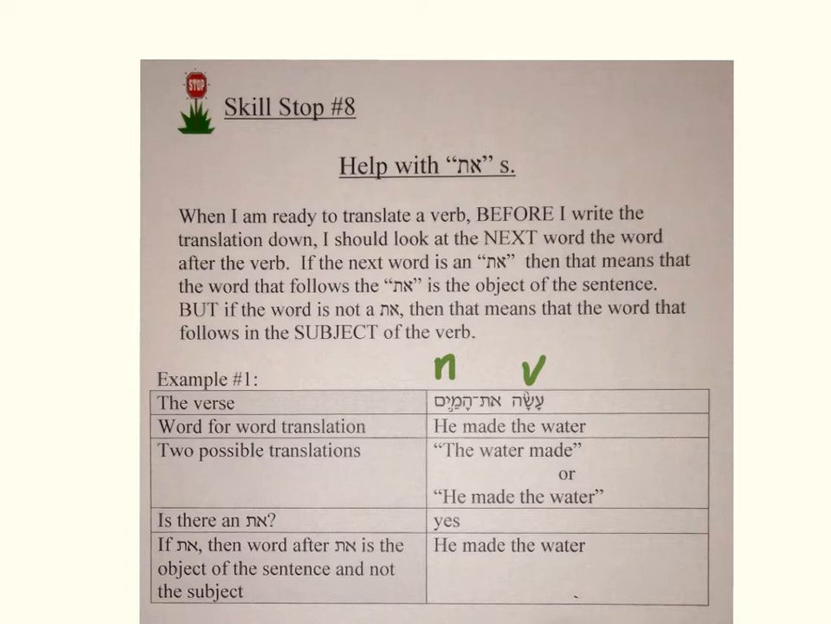Because we have et, now let's look back at the instructions. If the word is an et, then that means that the next word is the object of the sentence. So that's the case in this. Yes, there is an et. So the way that we translate this is "he made the water."